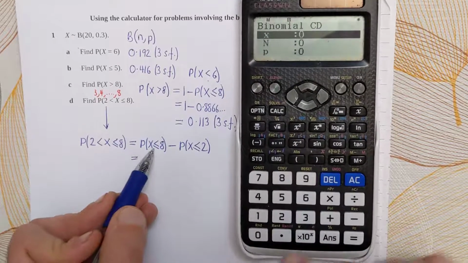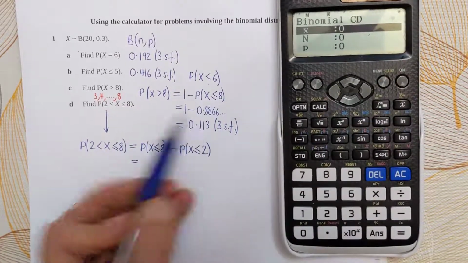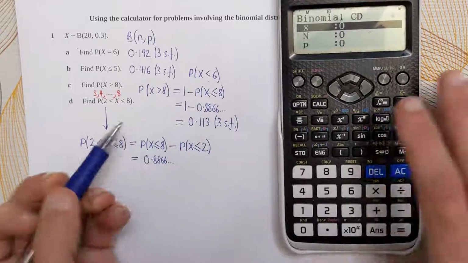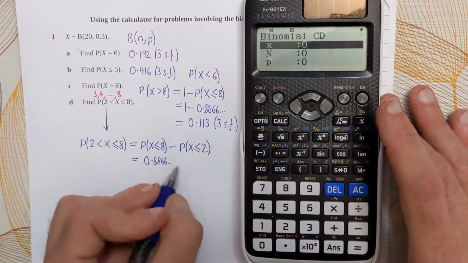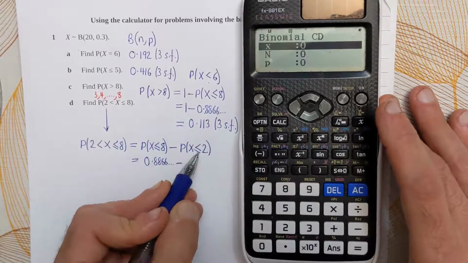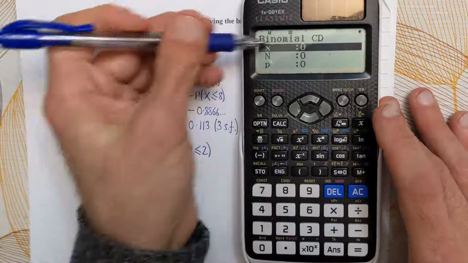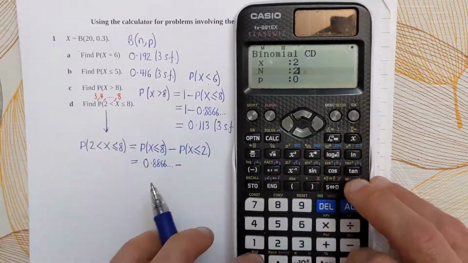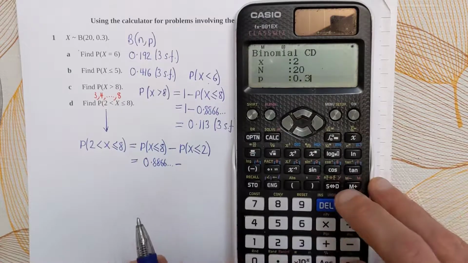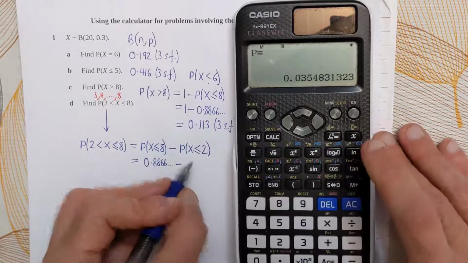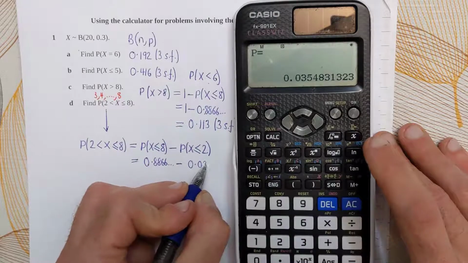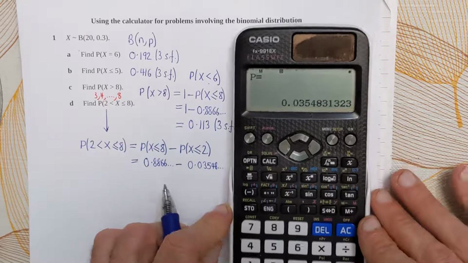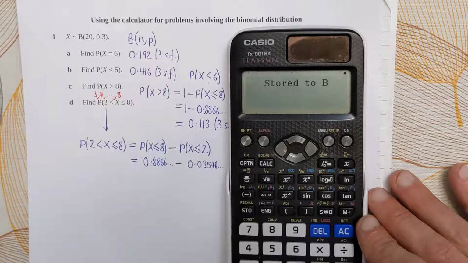Okay, the probability that X is less than or equal to 8, in fact we worked out earlier, which is 0.8866, and remember that it's in memory slot A. And we're going to take away the probability that X is less than or equal to 2. So you put 2 in there, n is 20, and p is 0.3, and that gives us 0.03548... which we will store in memory slot B.